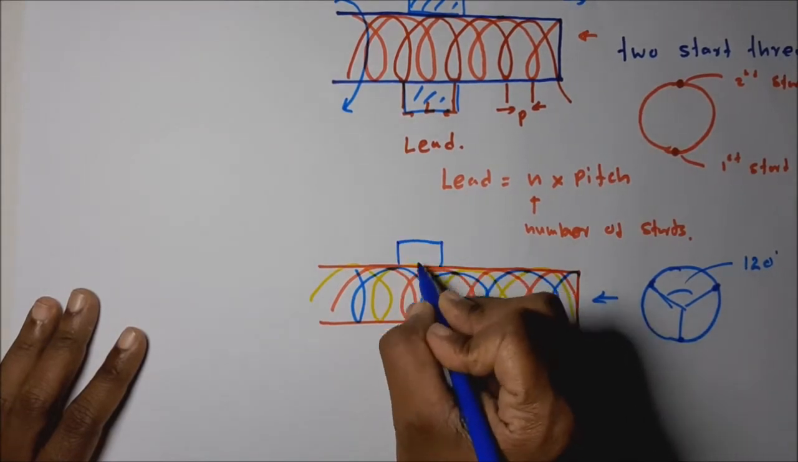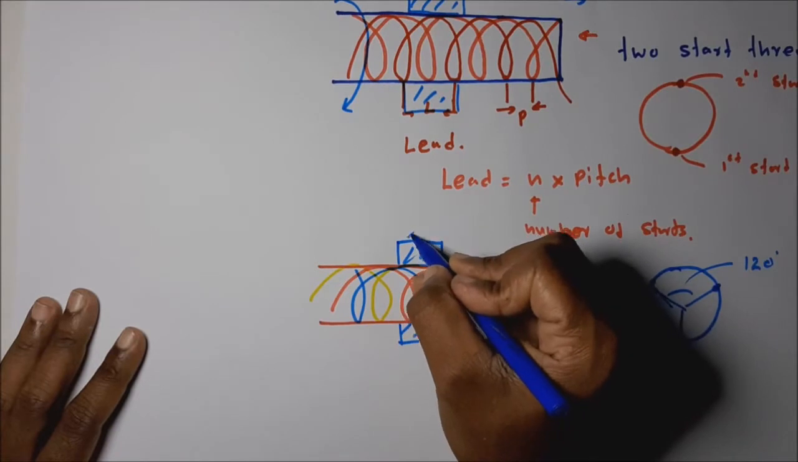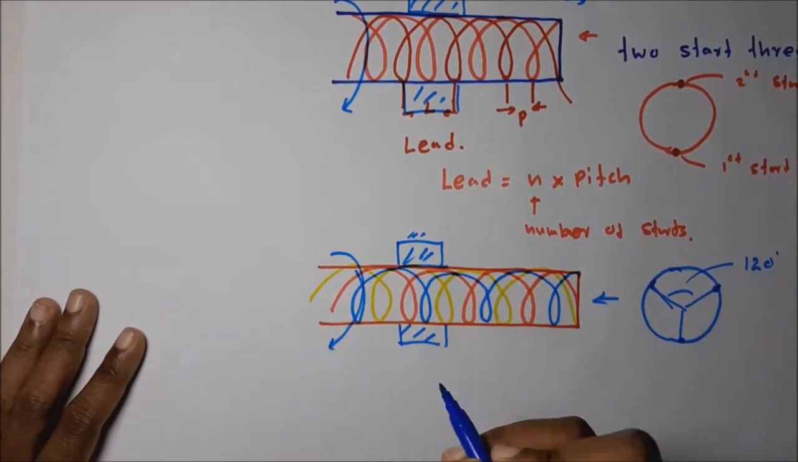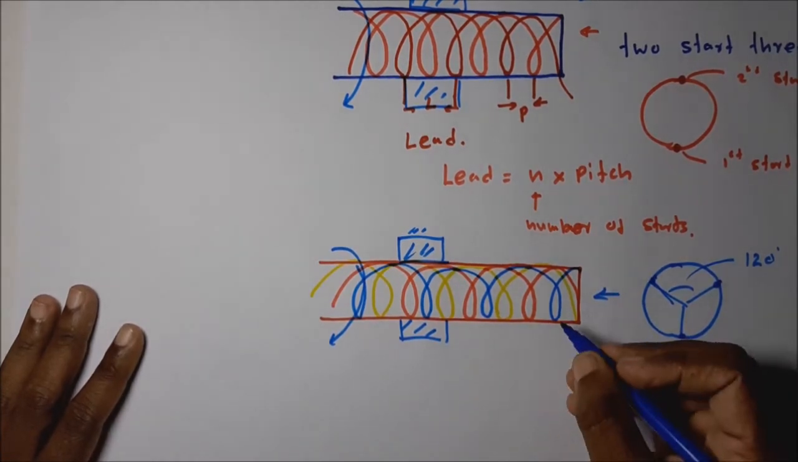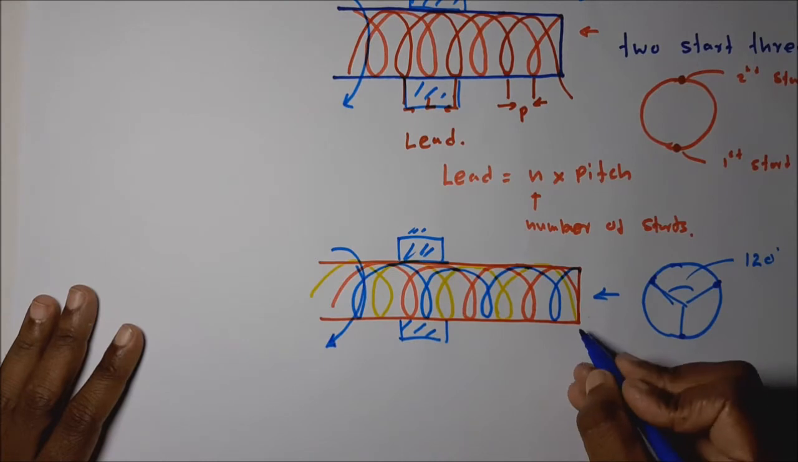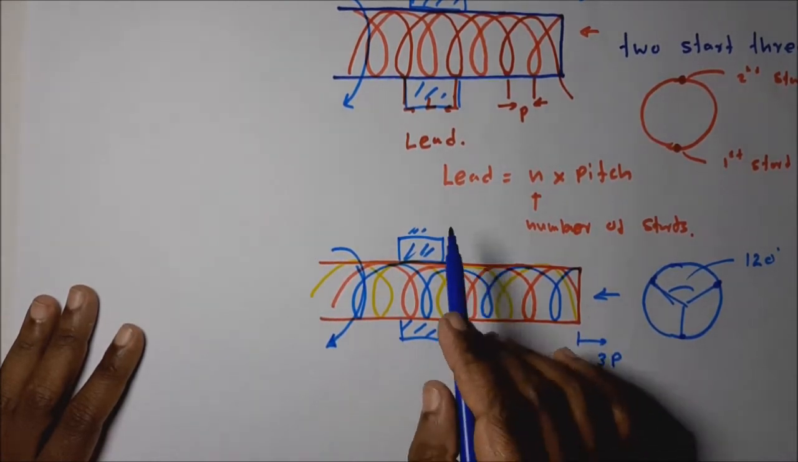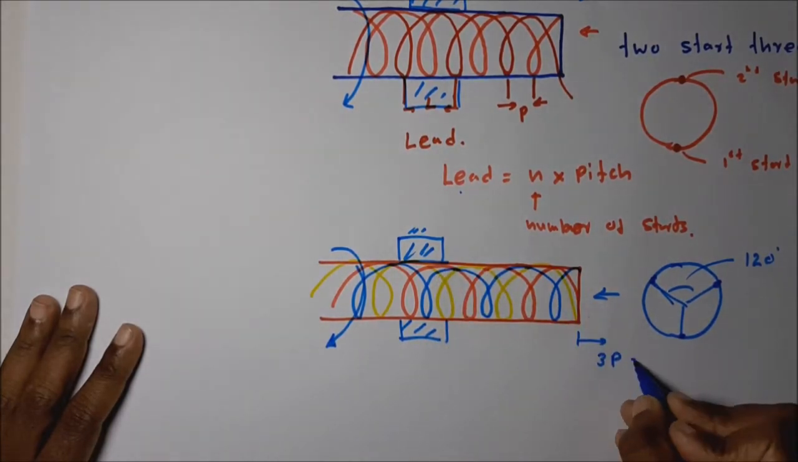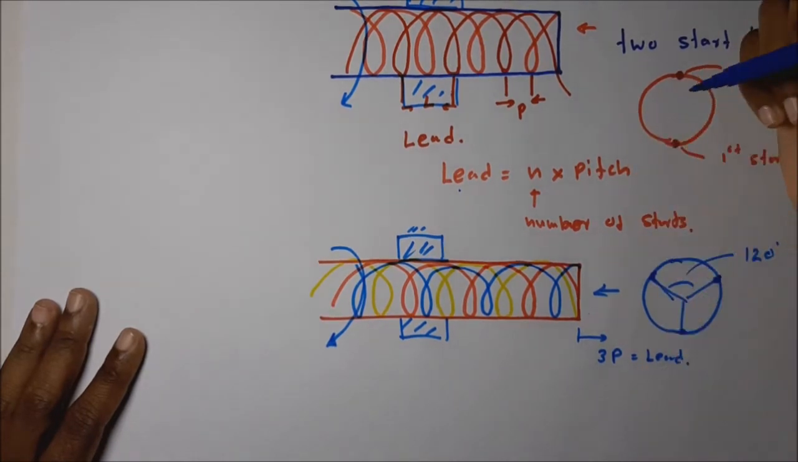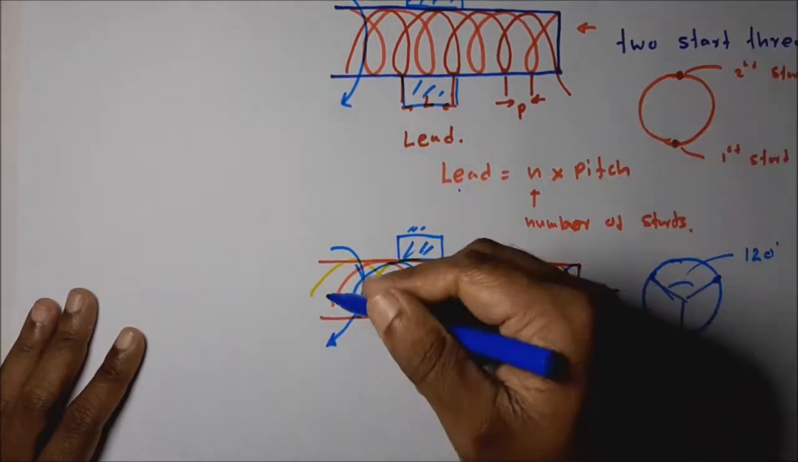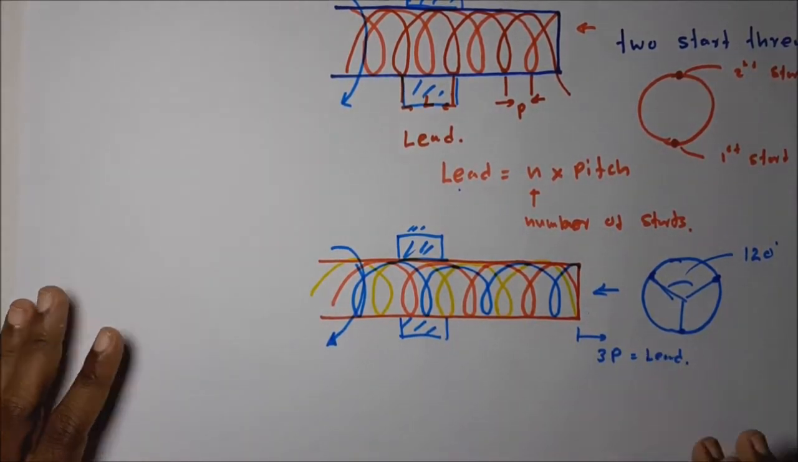At the same time, if it is connected to a nut, let's take it is fixed. Then per one revolution of this bolt, what is the extension here? That is equal to 3 pitch. Okay, that is equal to the lead. That is the advantage in the multi-star thread. Per revolution, the extension is more compared to the single star thread.